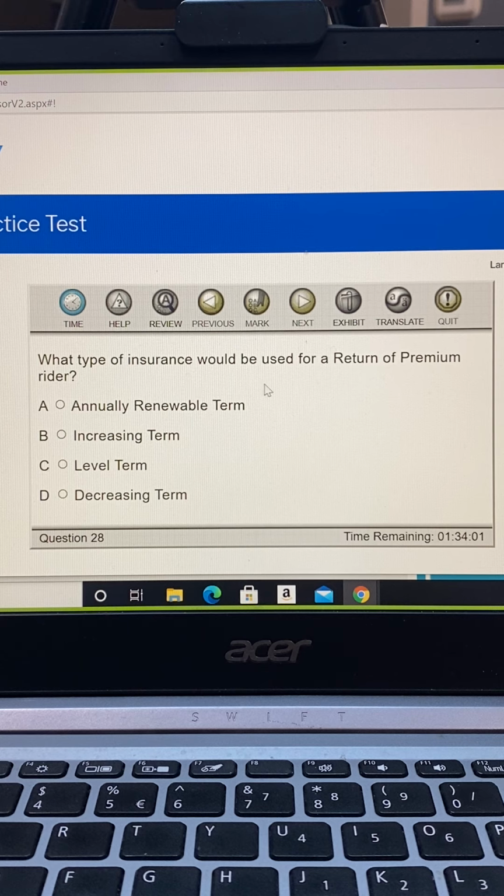What type of insurance would be used for a return of premium rider? That's increasing term. Okay. They go together every time. Return of premium, increasing term. They go together like clockwork, like peanut butter and jelly. Got it? Yeah.